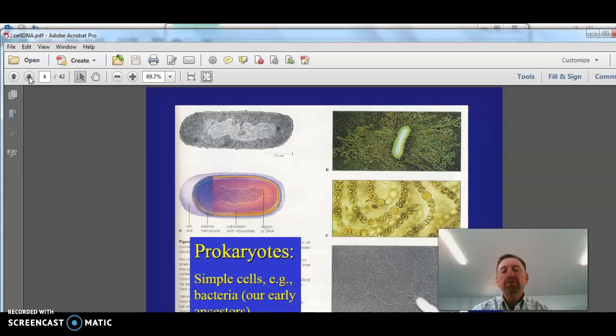Some pictures of some prokaryotic cells. You can see they can grow and replicate quite quickly. We will talk about our prokaryotics mostly when we're dealing with health and disease, working on antibiotics, trying to figure out which antibiotics are going to be the most effective for the specific bacteria that we have.